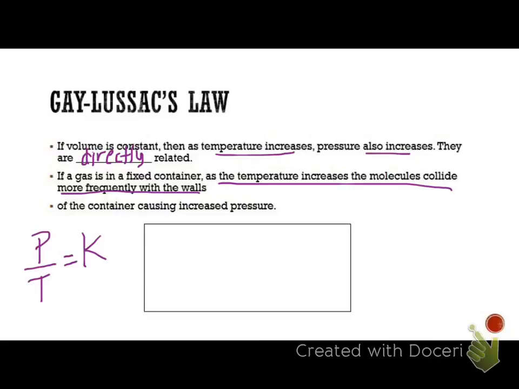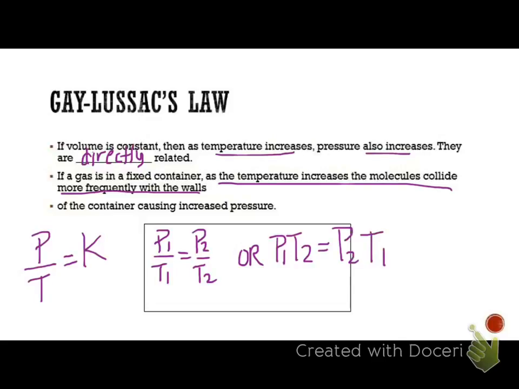So that formula should start looking very familiar. It looks like some of the other ones. P1 over T1 is equal to P2 over T2. Okay? And then just like what we did with Charles's law, we're going to go ahead and cross multiply to get everything on the top. And so we would have P1 times T2 is equal to P2 times T1.